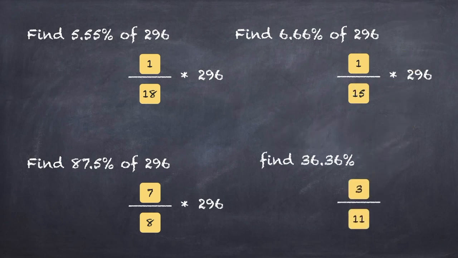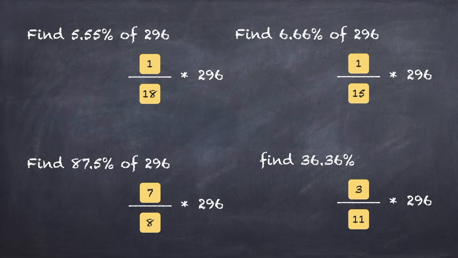Similarly, 36.36%, the value would be 3 by 11 into 296. How? I see that the number is repeating, 36 and then 36 again. Any such number normally has a denominator of 11 in it. Sorry, it should not be 3 by 11, it should be 4 by 11. This is an errata, so please check it for yourself. 36.36% should be 4 by 11 of 296. So I hope you get the idea. This is how the basic fraction percentage equivalence works.